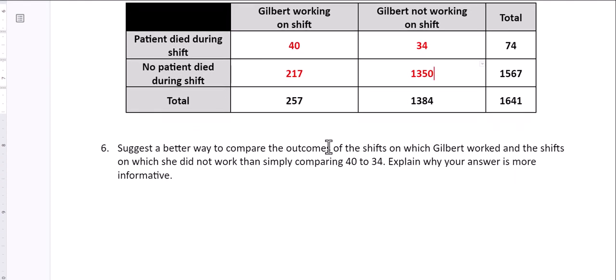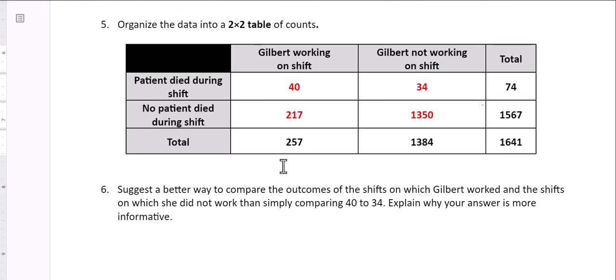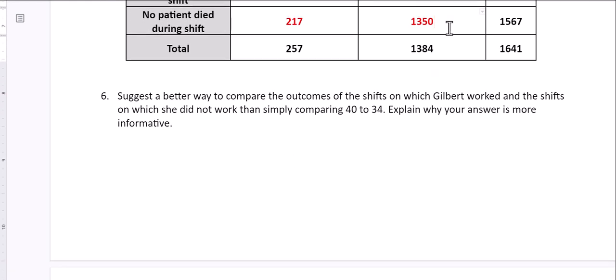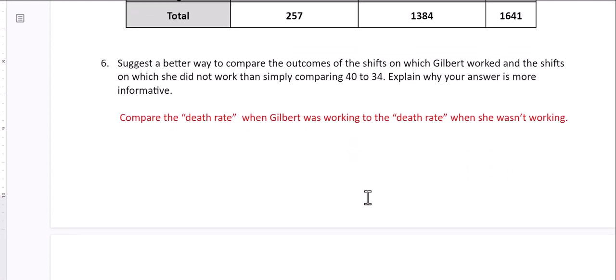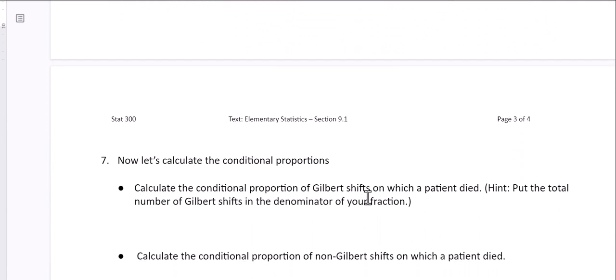So just a better way to compare the outcomes, we want to compare then the proportions of death, or the death rates on the shifts. So this will be a better way. Compare the death rate when Gilbert was working to the death rate when she was not working. And so now let's go and find those proportions.